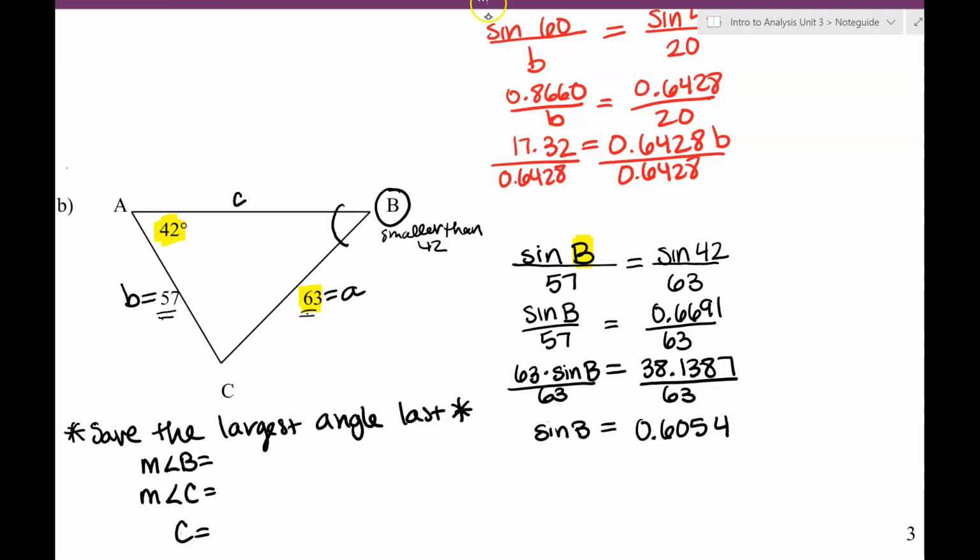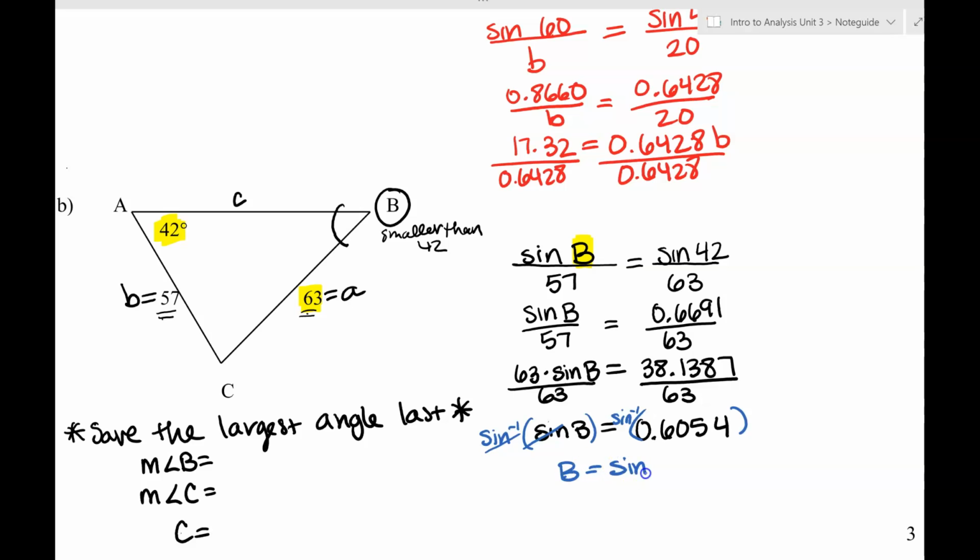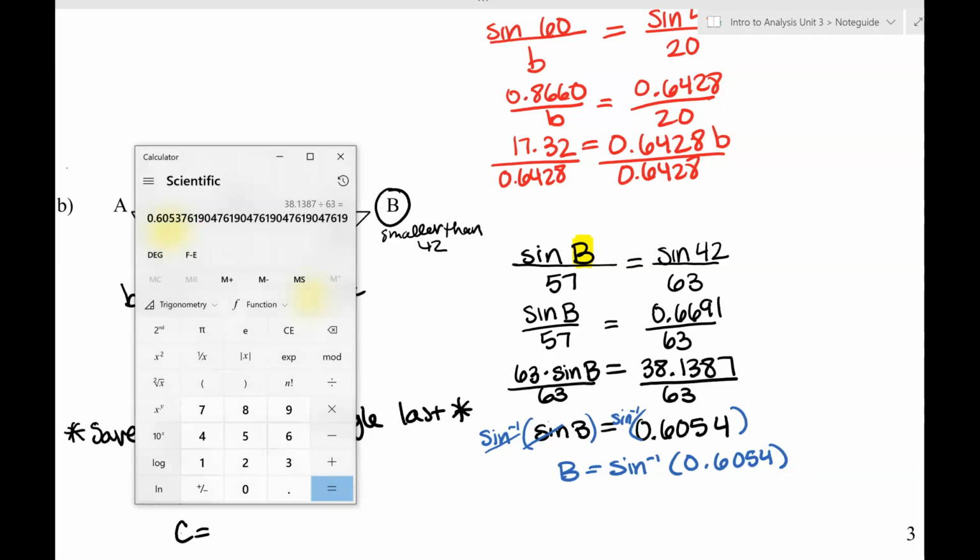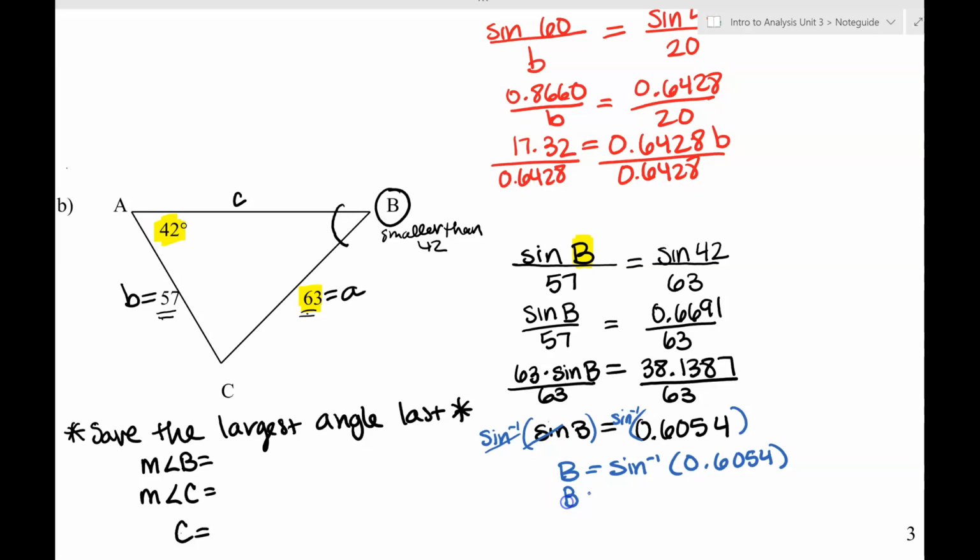And remember that the last step in these problems where we're trying to find an angle is to take the inverse sine to get rid of the sine function. And this is actually the reason why we have to save bigger angles for last. So this will leave us with angle B, which will be equal to the inverse sine of this decimal value. And so 0.6054, and I'm going to take the inverse sine of that, gives me 37.3. And that's a capital B that represents an angle, so that's going to be in degrees.